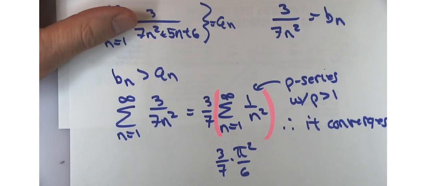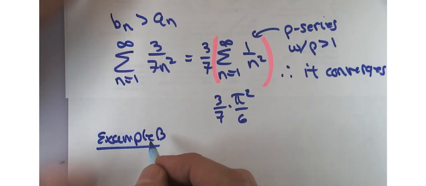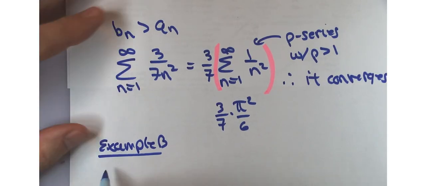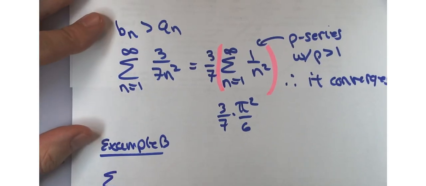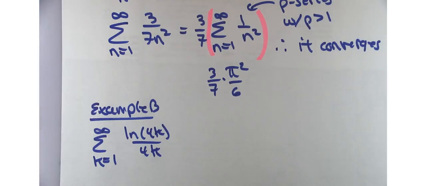Let's take a look at part B then. Example B. Sum from k equals 1 to infinity of ln of 4k over 4k. What's your gut telling you about this one? Do you think it's going to sum up to something finite, or is it going to diverge? What's your gut saying?